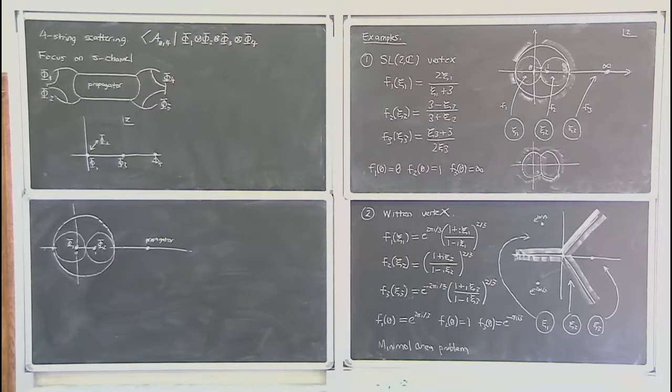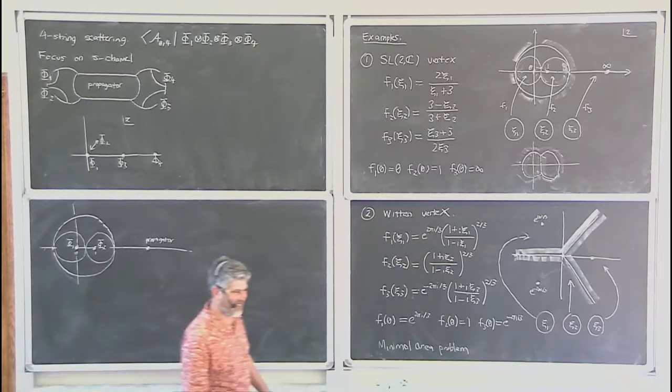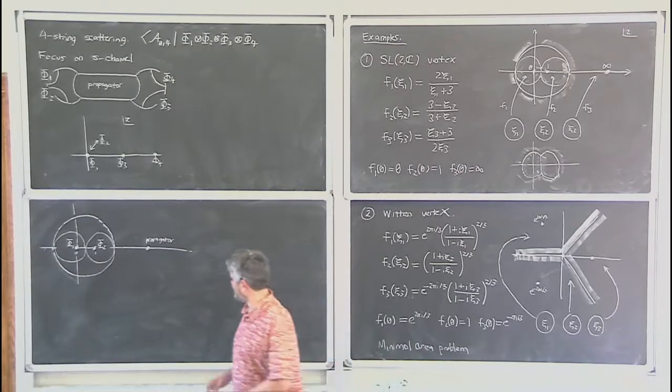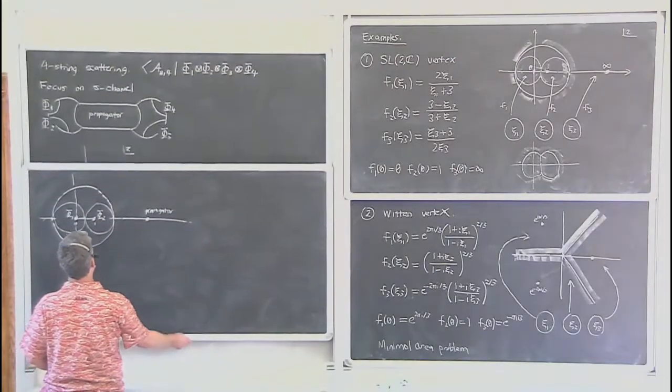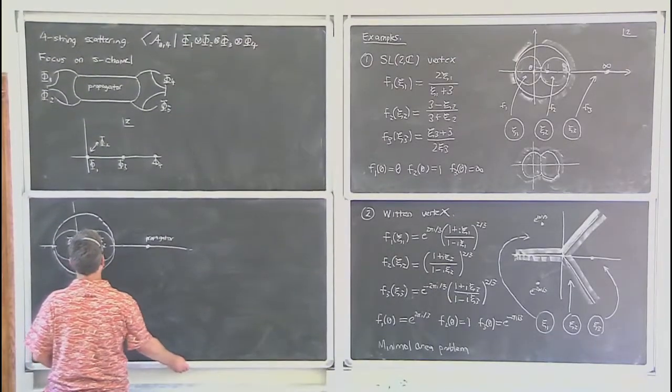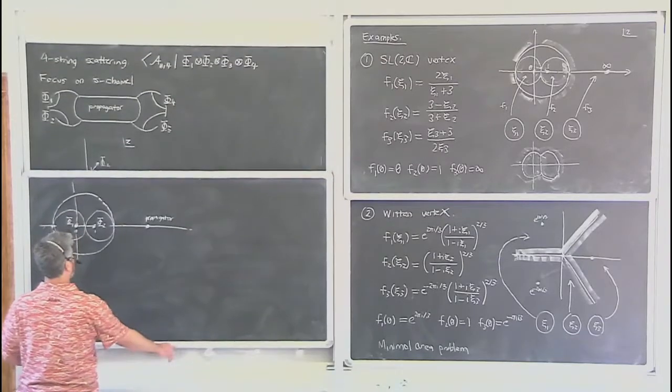Okay, good question, and I should have emphasized this. This calculation I'm going to do is only really possible for the SL2C vertex. It is possible on a computer, maybe, with the Witten vertex, but that is the reason. Maybe later I could tell you exactly what goes wrong if you do the analogous thing with the Witten vertex.